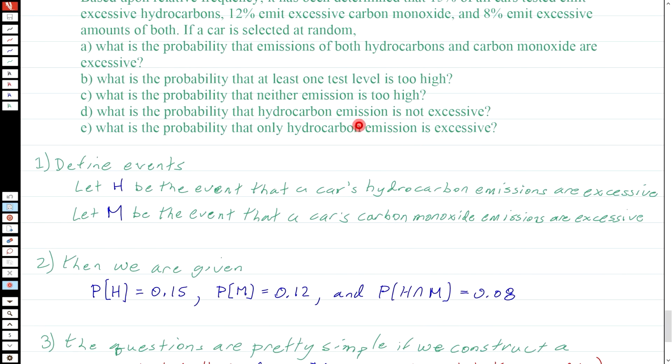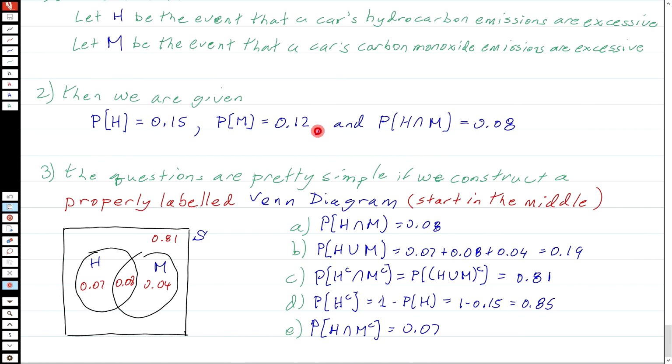Part C is what is the probability that neither emission is too high. So this is H union M complement, or H complement intersection M complement. That's everything outside of H or M. Well, we add up these three things, we know we got 0.19, that means outside has to be 0.81, so we can get that directly from our Venn diagram as 0.81.